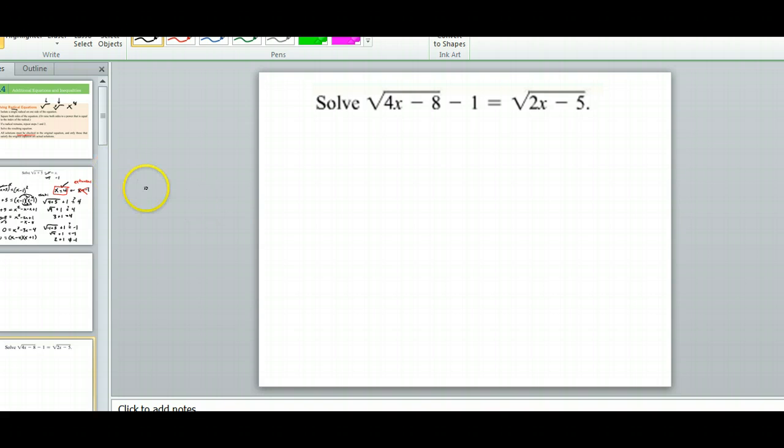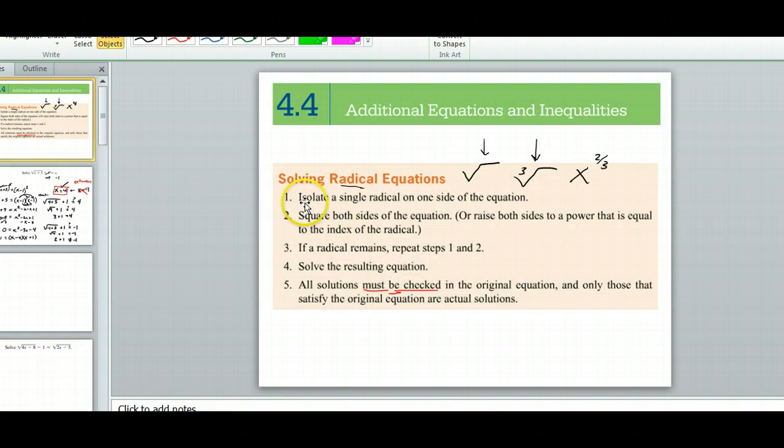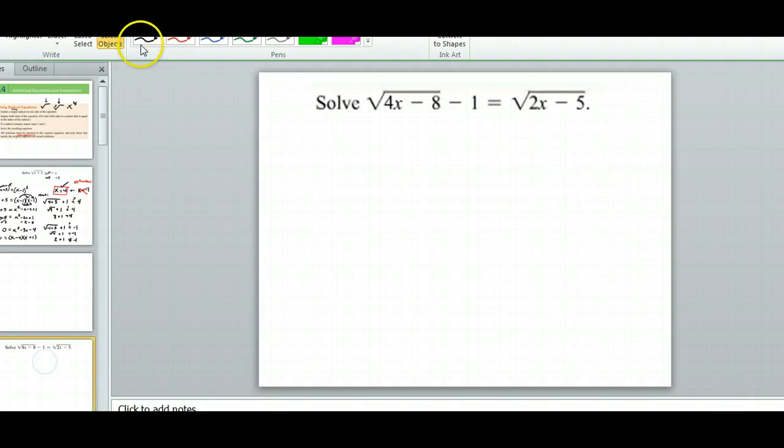Well, notice that's what the first step says. Isolate a single radical. It doesn't say the radical. It says just a radical. So get one of them isolated, and don't worry about the fact that there may be more. So we're going to square both sides from here.